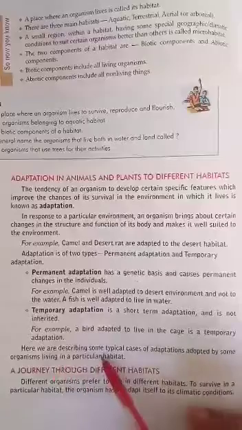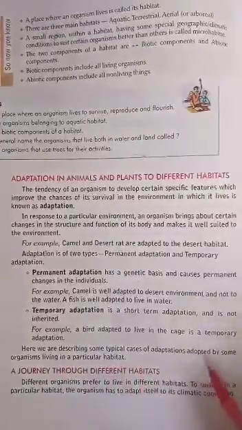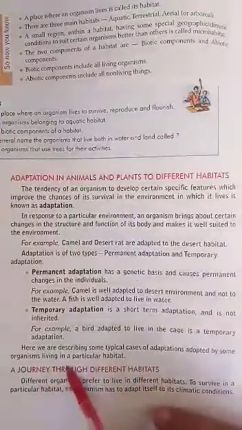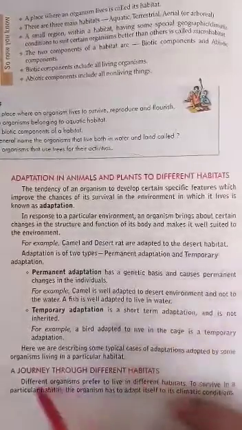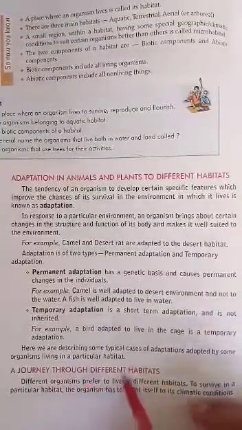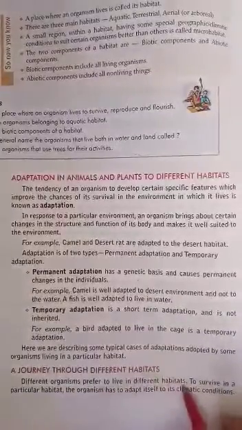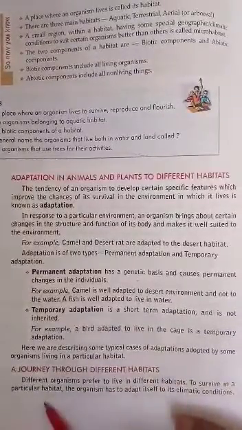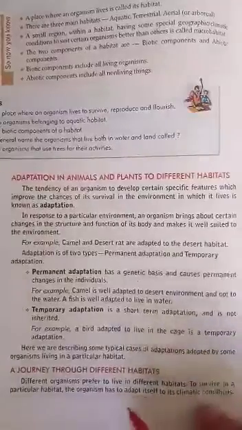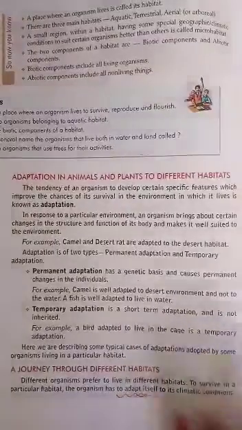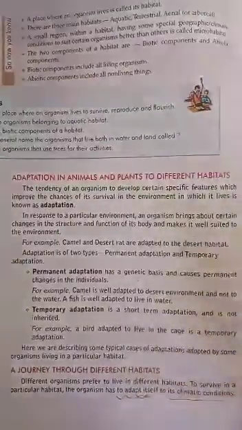Here we are describing some typical cases of adaptation adopted by some organisms that live in a particular habitat. First one is a journey through different habitats. Different organisms prefer to live in different habitats. To survive in their particular habitat, an organism has to adapt itself according to the climatic conditions around it.